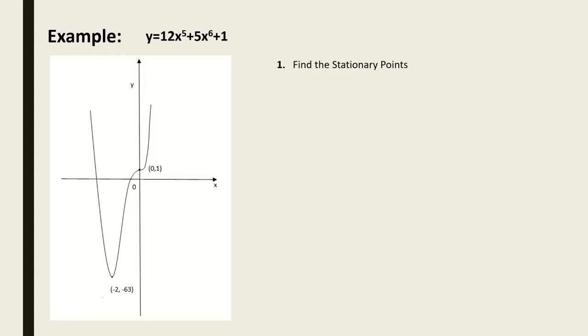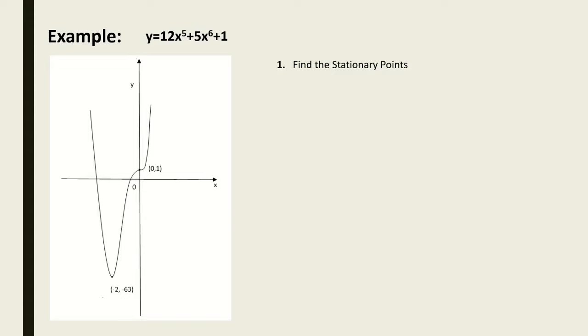Here is an example of finding the coordinates and the nature of a stationary point. To find the stationary point on the curve y equals 12x to the power 5 plus 5x to the power 6 plus 1, and find the nature of the stationary point.